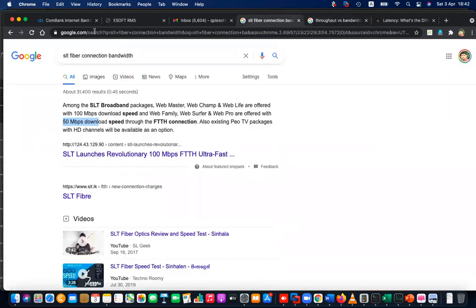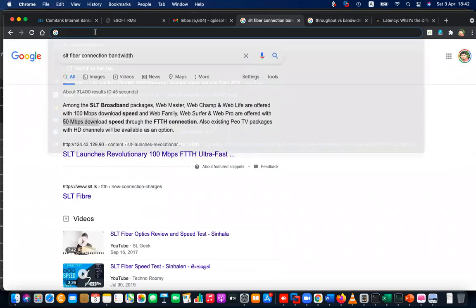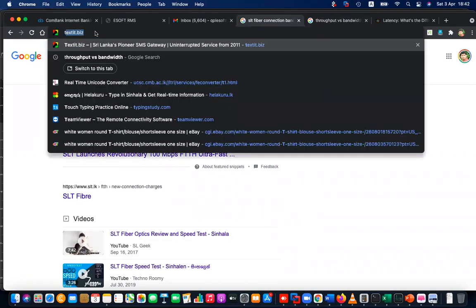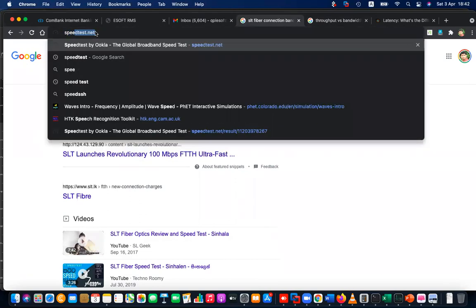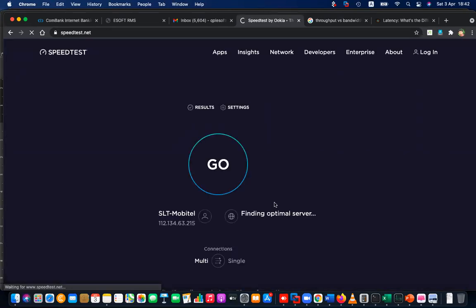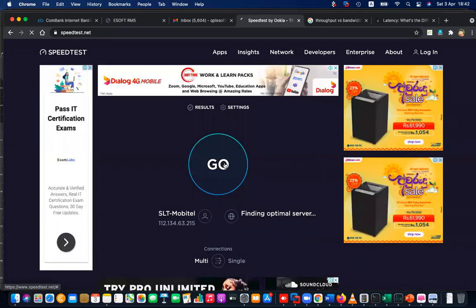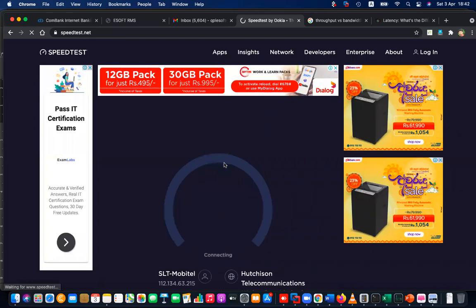So can you check again with this? Don't worry about your speeds. I think you are still worrying about your internet connection speed. Okay. Go to speedtest.net again and test the speed again. Just click and test it again. And I'm going to check this again. You can also check.